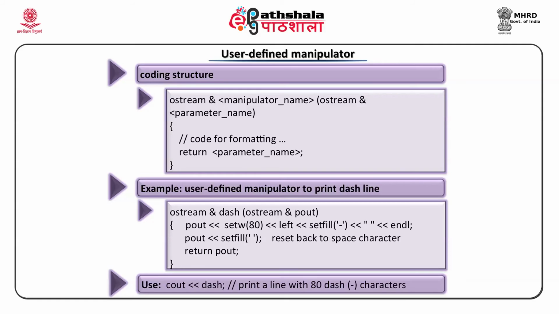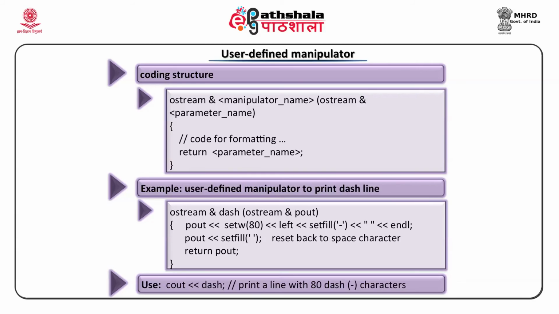So, as it can be seen, the header is very similar to overloading extraction or insertion operators, and in the body of the function, we should return whatever is the parameter, that means the reference to the stream. Let us take the example here of defining the user defined manipulator to print the dash line. So, every time I want to print the dash line, I will use just a dash as the manipulator name. So, for example, I will say cout <> dash.